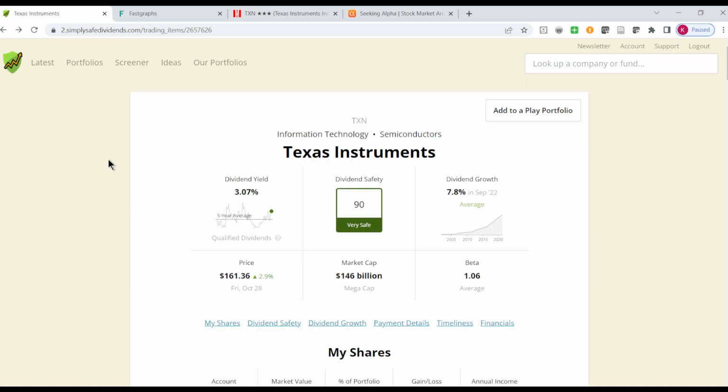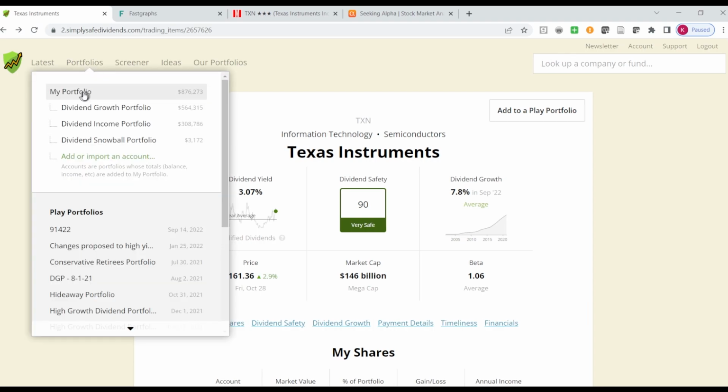But one of the key features for me for Simply Safe Dividends is their portfolio management. So if you look here, it says my portfolio, but I have a dividend growth portfolio, a dividend income portfolio, and a dividend snowball portfolio.